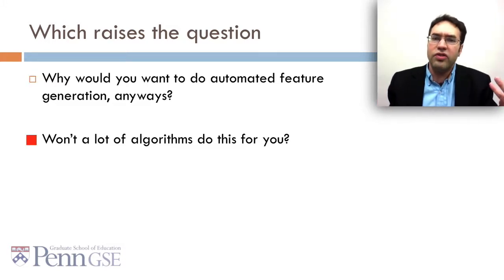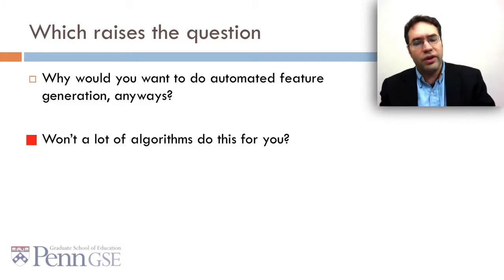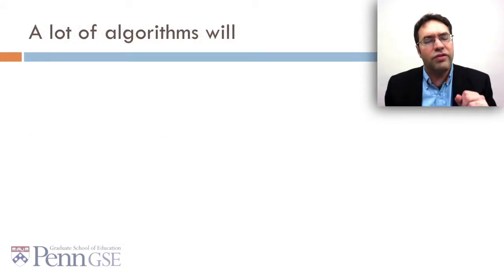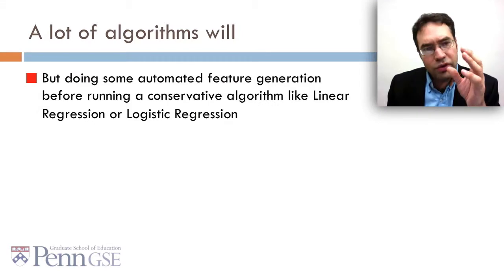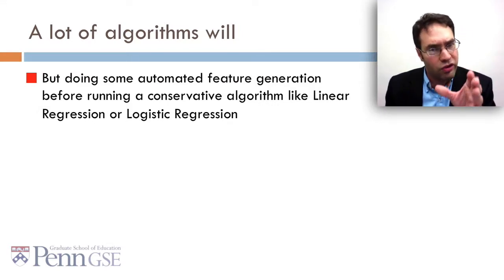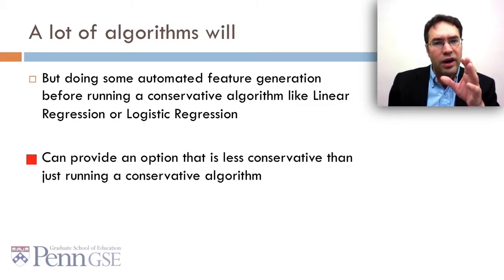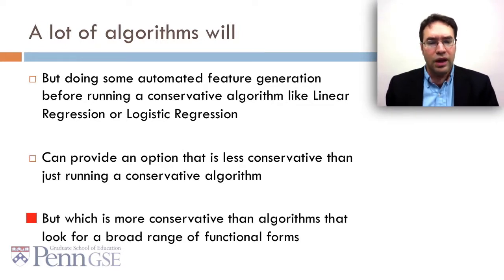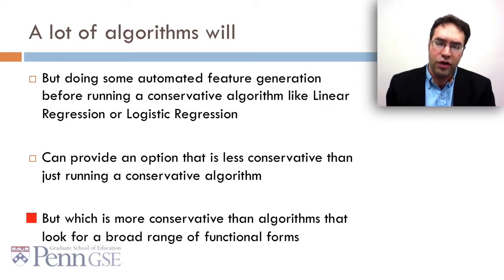Now this raises the question, why would you want to do automated feature generation anyways, when you've got a lot of algorithms like J48 that'll do some aspects of it for you? Well, a lot of algorithms will do some automated feature generation of sorts. But doing some automated feature generation before running a conservative algorithm like linear regression or logistic regression can provide an option that's less conservative than just running a conservative algorithm, but at the same time, more conservative than algorithms that look for a broad range of functional forms.